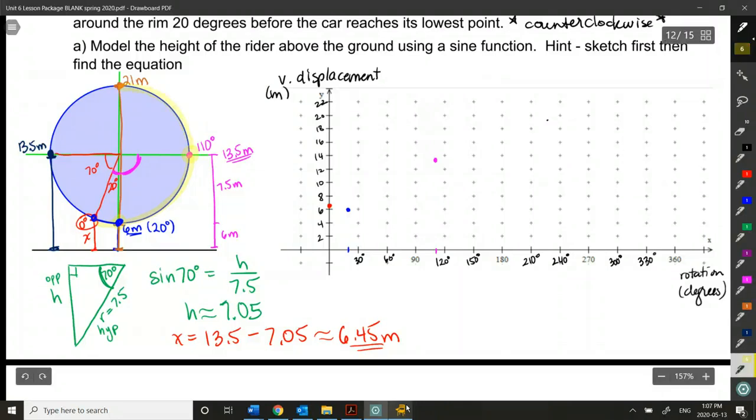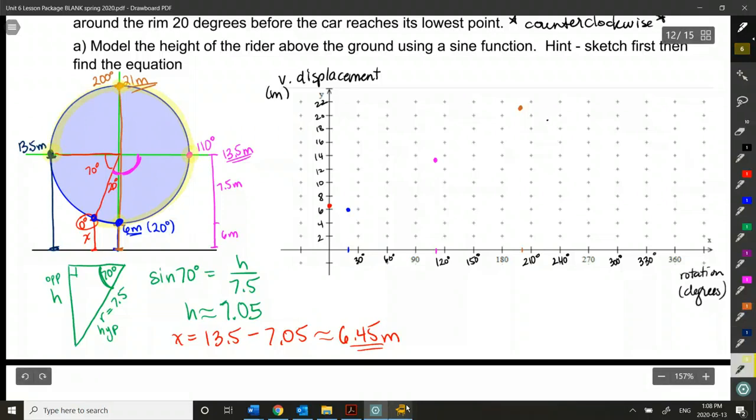Okay. Now rotate to your next important location. I'm now rotating another 90 degrees. So I'm rotating from 110, 90 degrees. So that means that I've now rotated 200 degrees from this initial starting position down here. And I'm now at a height of 21 meters. So 200 degrees, that's going to be about here. And you're going to go all the way up to 21 meters here. That's going to be about here.